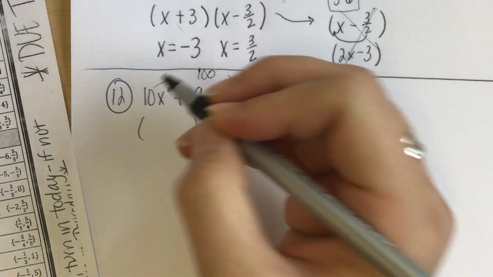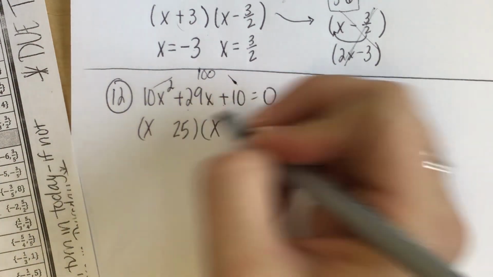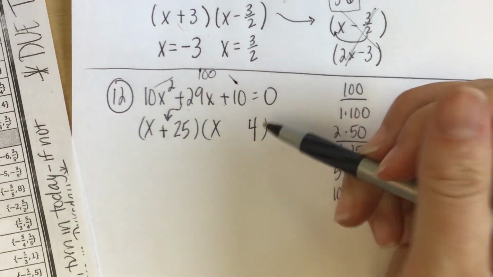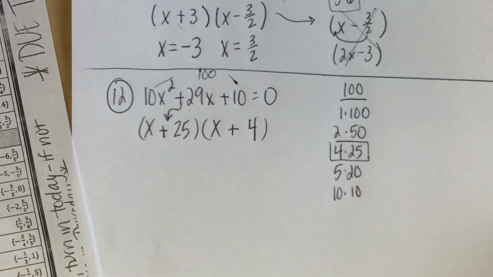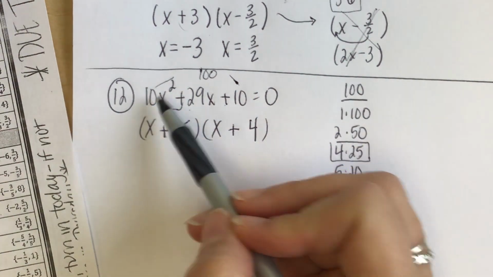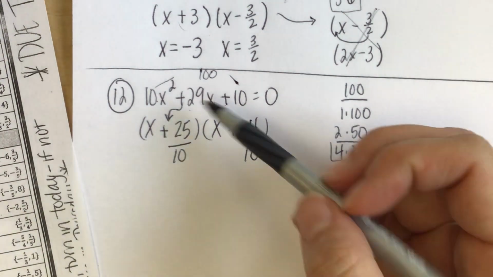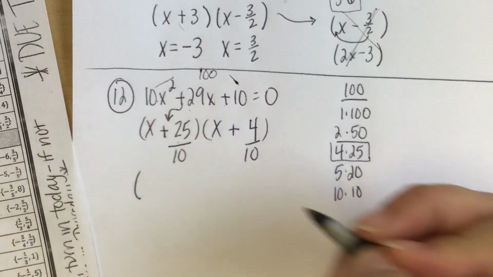So open up 2 sets of parentheses. X goes first. The bigger factor always goes first. Bring this sign straight down. The second sign is a plus, so these have to match. So this is going to be plus. And then I have to divide by my a value. So divide by 10 and divide by 10. Now, neither one of these divides evenly, and that's okay. We're going to simplify them.